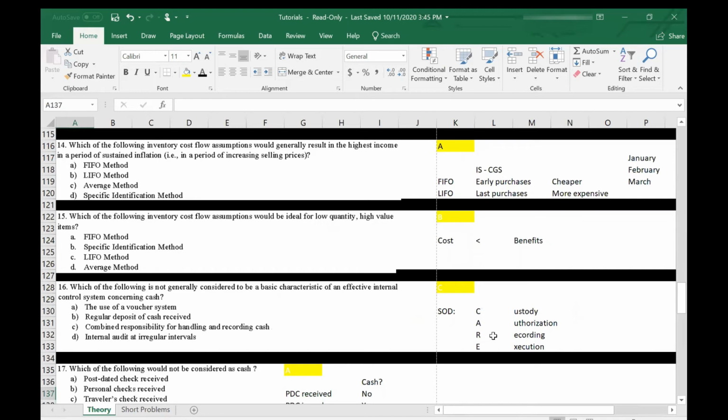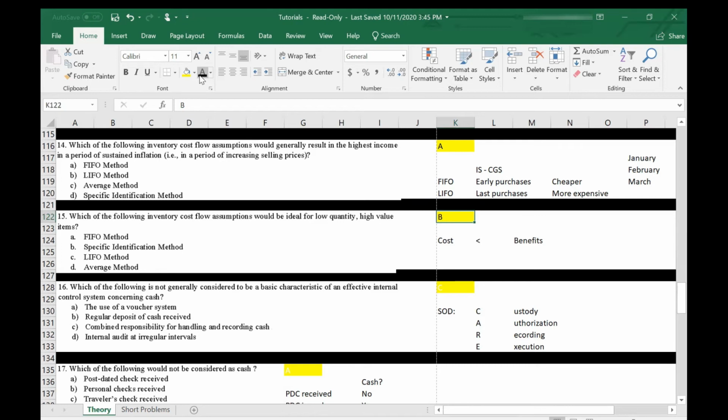Number 15. Which of the following inventory cost flow assumptions would be ideal for low quantity, high value items? Usually it refers to, for example, jewelry or high-end luxury bags like Louis Vuitton. The consideration here is cost versus benefits. As long as the benefits of adopting this particular system exceed your cost, I think it would be justifiable to implement this method. And this method is actually the specific identification method.